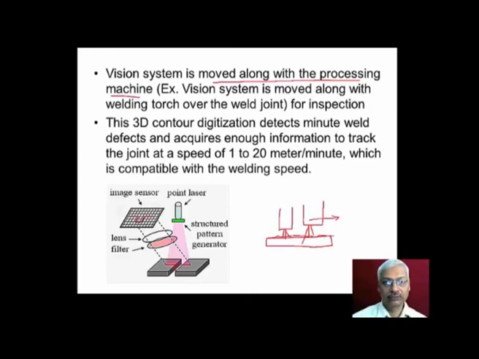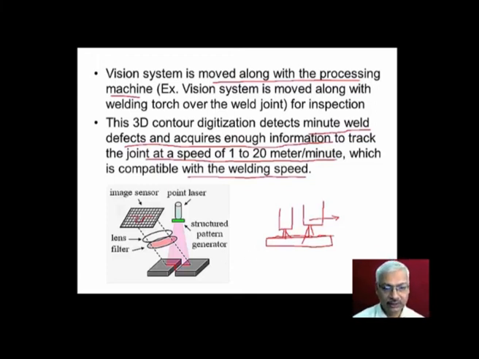So this vision system can be used to check preparation of joint as well as the bead inspection. This 3D contour digitization detects weld defects and acquires enough information to track the joint at a speed of 1 to 20 meters per minute, which is compatible with the welding speed. Apart from weld joints, this system can also be used to check the profiles.